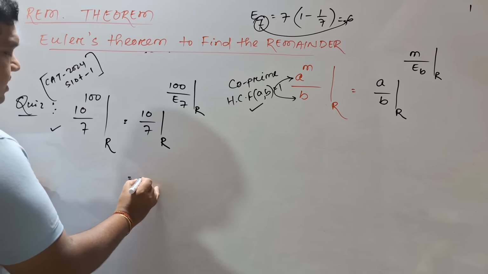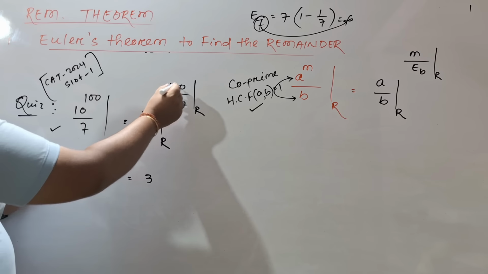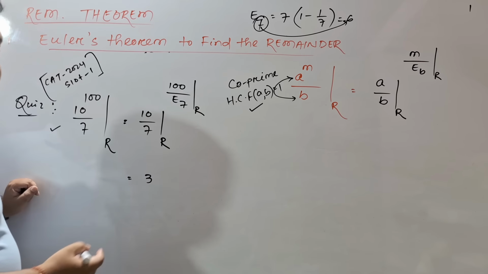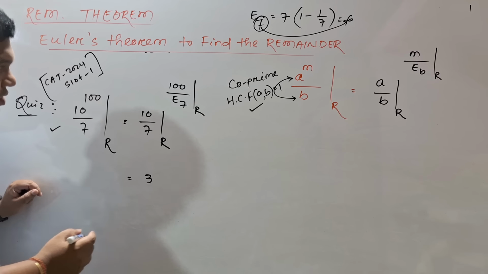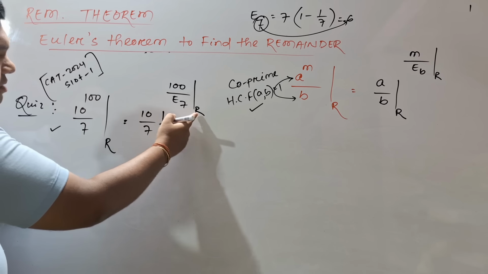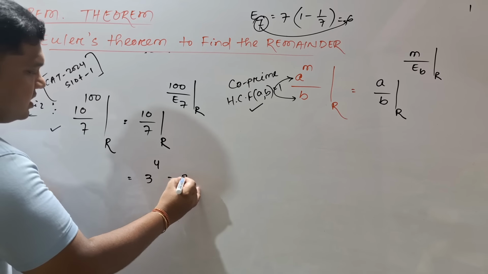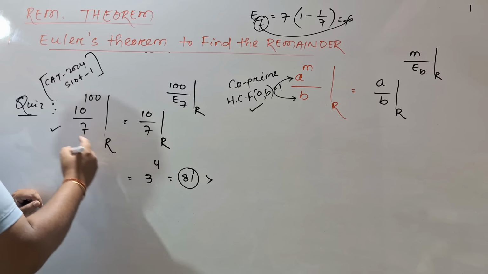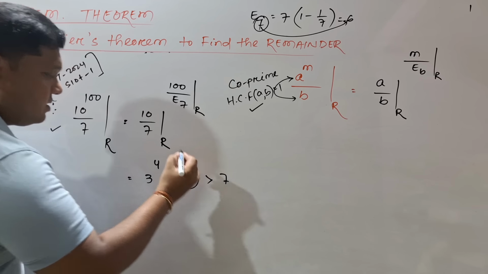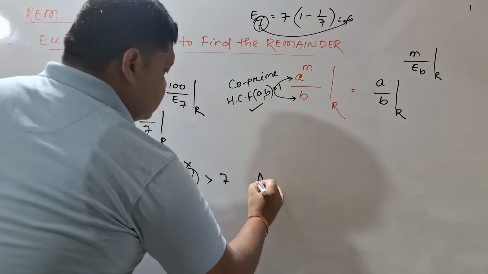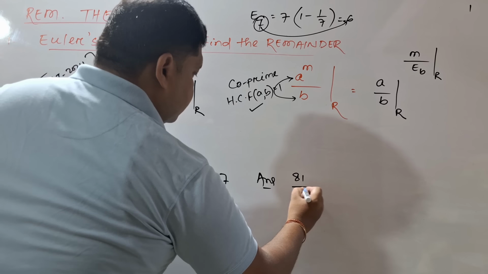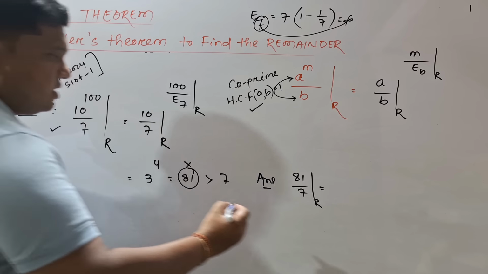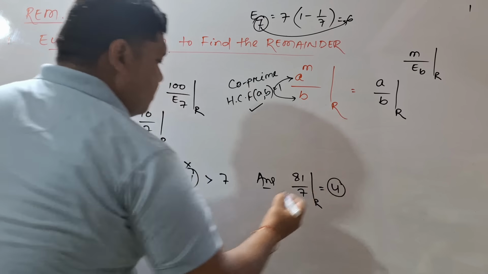10 by 7, remainder is 3. And 100, Euler's number of 7 is what? 6, already discussed last question. So 100 by 6, you know 96 is divisible by 6. So 100 by 6, if I divide, remainder is 4. And 3 to the power 4 is 81. Again, answer 81, it is greater than what? Divisor, 7. So this is not my answer. Once again I have to divide, so answer for this question is 81 when it is divided by 7. You know 77 is divisible by 7, so remainder is 4. Answer for this question is 4.